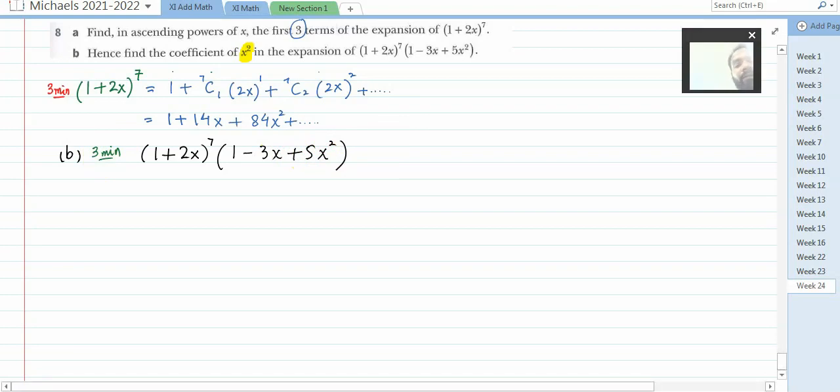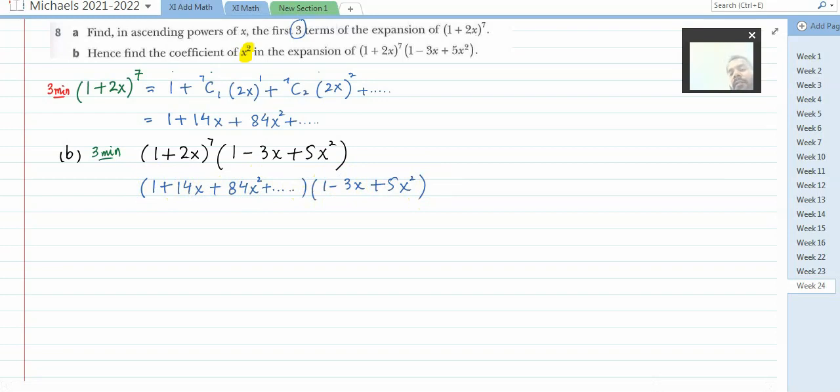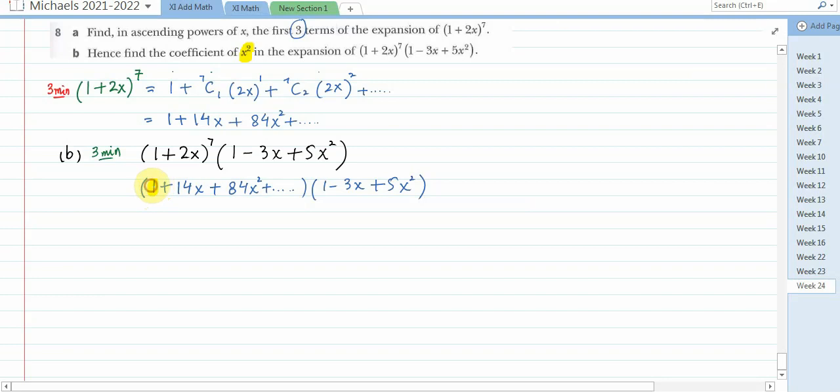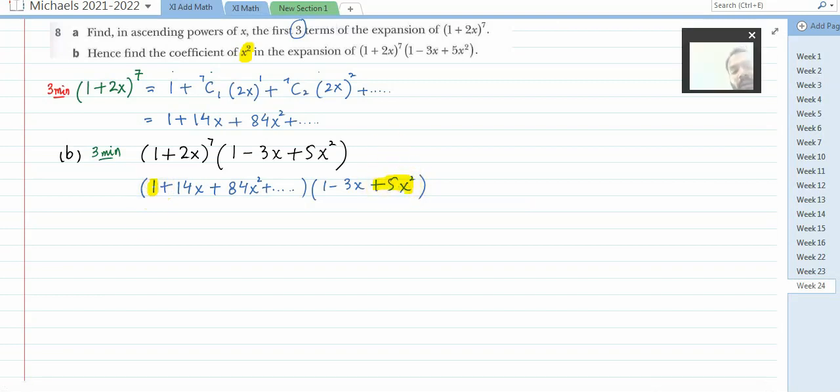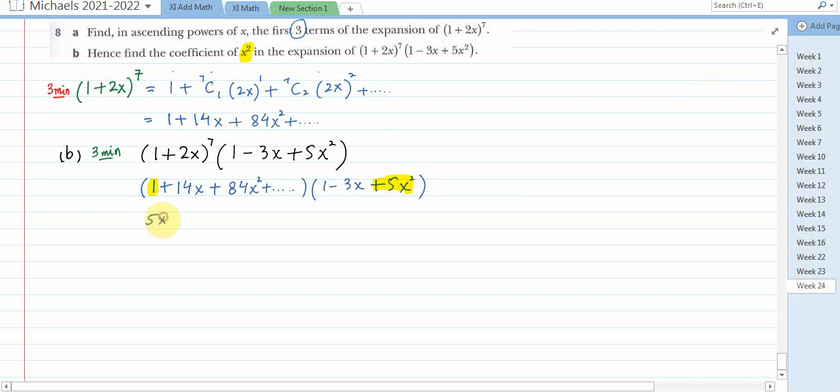Alright class, firstly I will write down the expanded form here. So that is 1 plus 14x plus 84x square plus, times (1 - 3x + 5x square). Now I need to highlight those terms that when multiplied give us the coefficient of x square. Firstly, this 1 should be multiplied with 5x square with the positive sign, right? So 1 into 5x square will be 5x square.